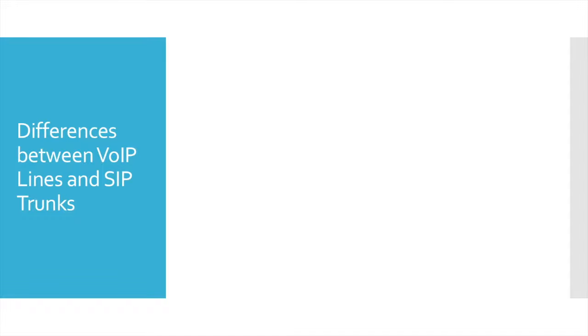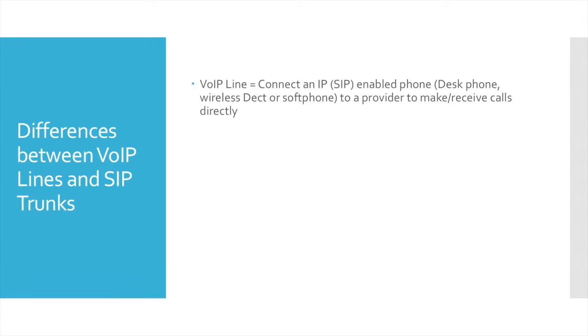As discussed previously, we have talked about SIP registration and IP authentication in relation to PBXs and user extensions. This is similar to VoIP lines and SIP trunks. A VoIP line is designed to connect a SIP-enabled phone, which can be a desk phone, wireless DECT phone with base station, or software for a mobile or computer, directly to your provider. Think of it as a phone line coming into your home or office. It is simply for making and receiving calls which do not require a PBX. It is easy to get going and a good way to experiment with VoIP.